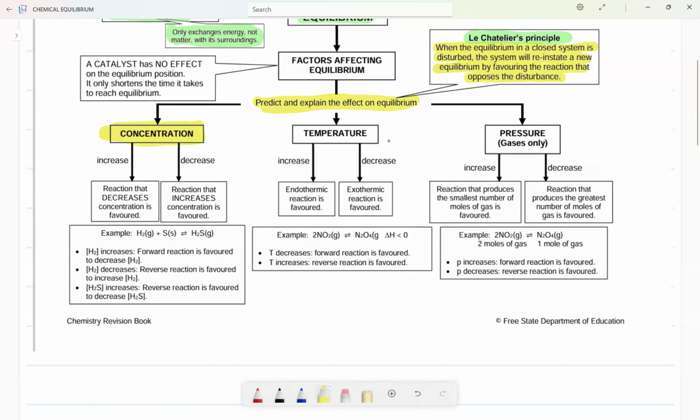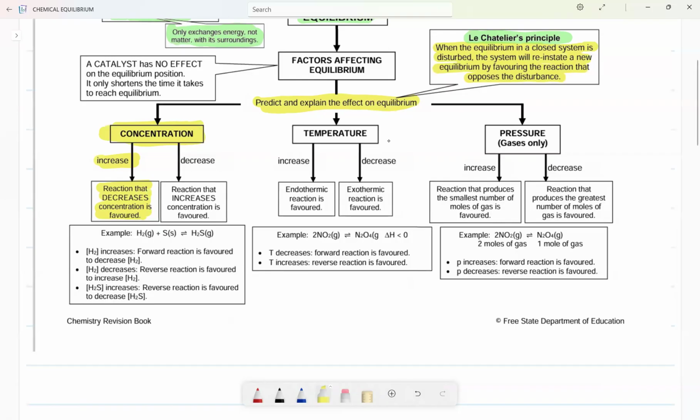Now let's talk about concentration. Here's a reaction that they have given us. Now let's say there is an increase in that particular concentration. What do they say? The reaction that decreases the concentration is favored. Very nice. Remember, if the concentration on one side is increased, the reaction that decreases the concentration is favored. What do you mean by that?